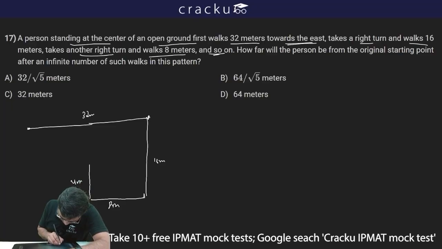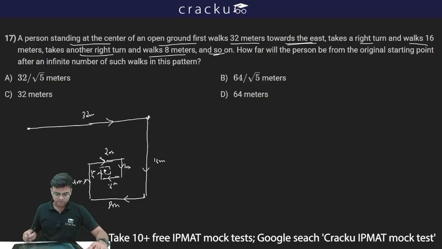Now 2 meters towards right again. So it is like this, then this, then this, then this, and then this. So 2 meters towards right, then again 1 meter towards down. Then we have 1 by 2 meters towards left, and then again 1 by 4 meters up, and this will keep on going further when we come to this point. So let's say this is the final coordinates of the point.